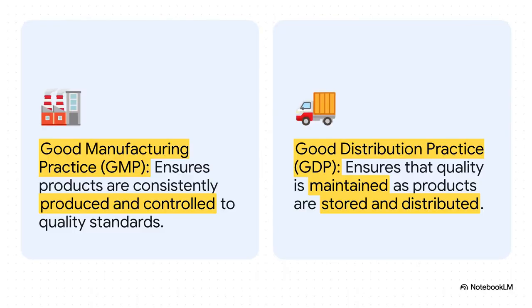And this is a fantastic way to think about the handover. Picture a relay race. Good manufacturing practice, or GMP, runs the first leg. They're focused on creating a perfect, high-quality product. Then GDP takes the baton, and its job is to make sure that quality isn't lost or compromised during the rest of the journey to the finish line, which is, of course, the patient.